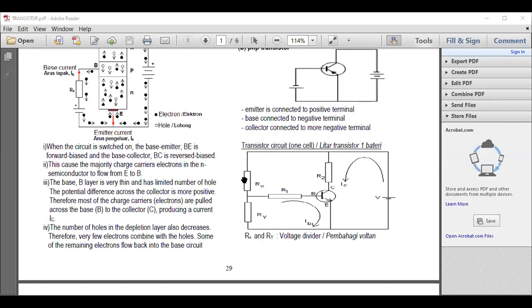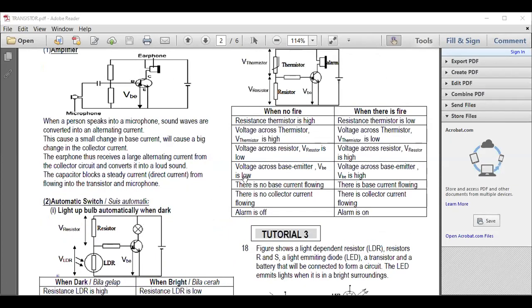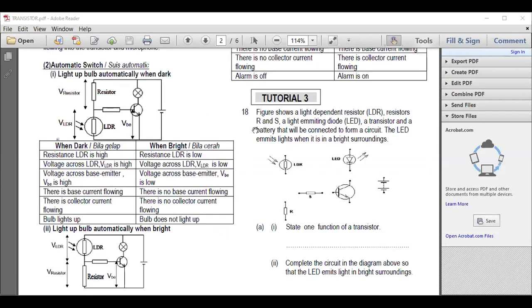Now, an example. Let's say you want to create a circuit where the bulb lights up automatically when it is dark, like a street light. You cannot be going and switching on all the street lights, so you want it to be done automatically.